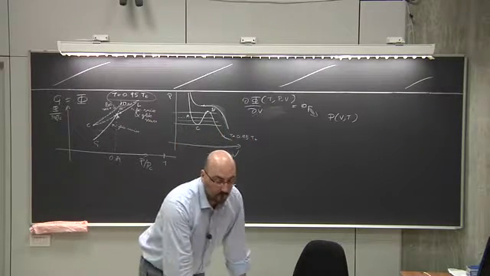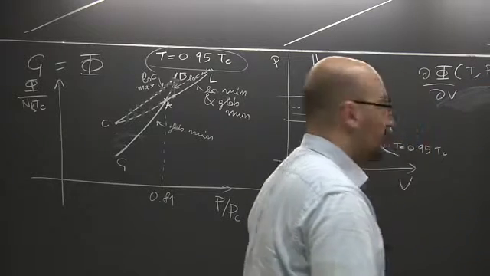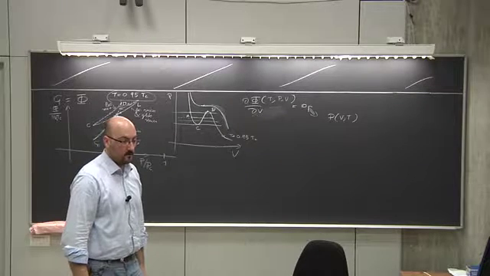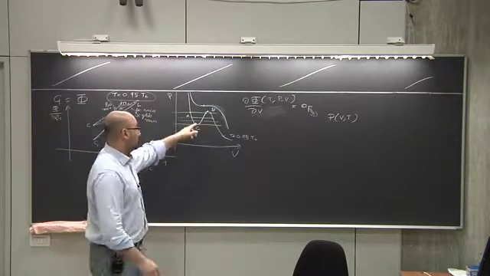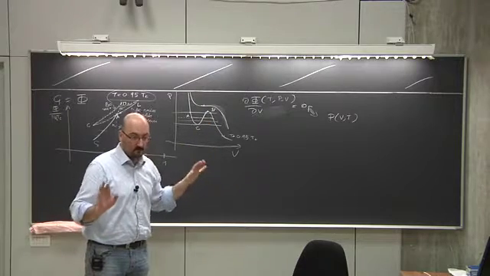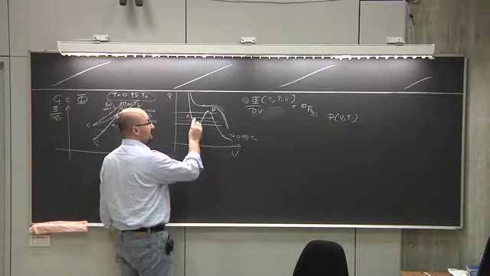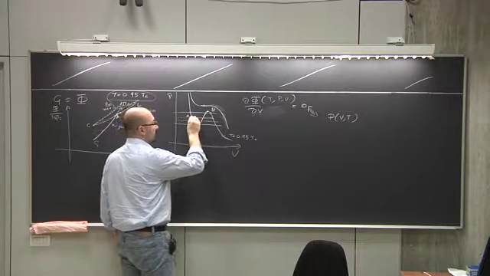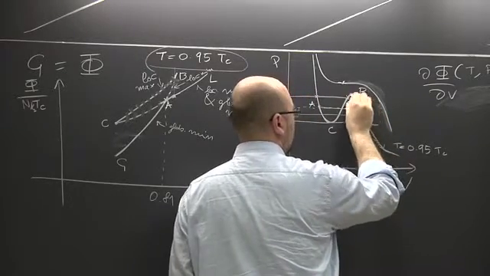Question: didn't we remove that part because it is not physical? By Maxwell construction, are we considering it again? So we did not remove the points here. They are there in the curve. It's just that the system will be in unstable equilibrium on this branch, supersaturated liquid or supersaturated gas here.